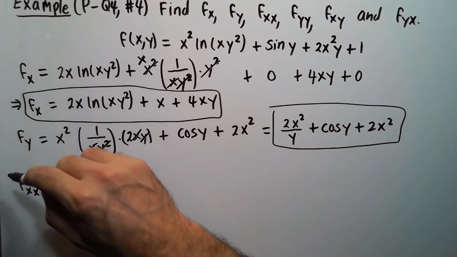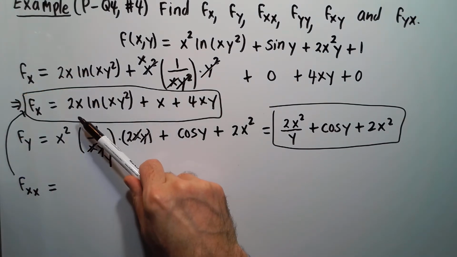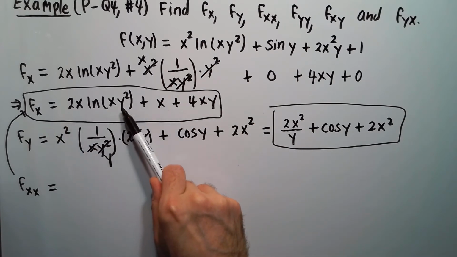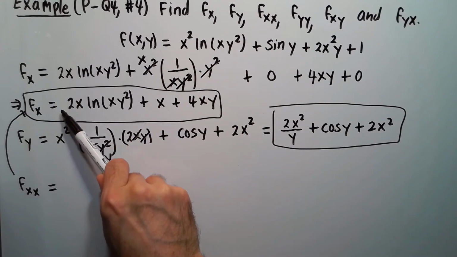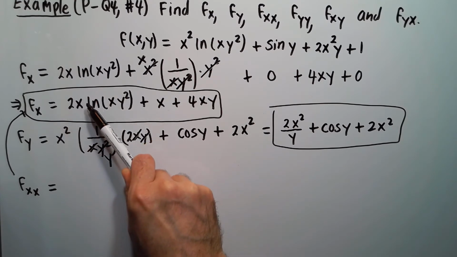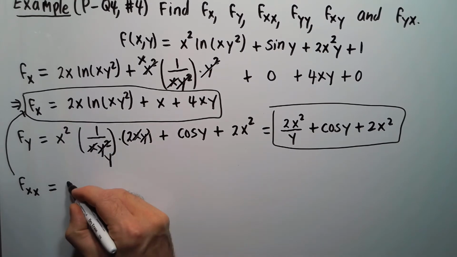So for f double x, we'll be looking at fx up here. That's one we'll be taking derivative of, so we're going to be taking derivative of this guy with respect to x. So it's going to require a product rule on this first guy, where the 2x will be the first function, and the ln of xy squared will be second function. So derivative of first function would just be 2.